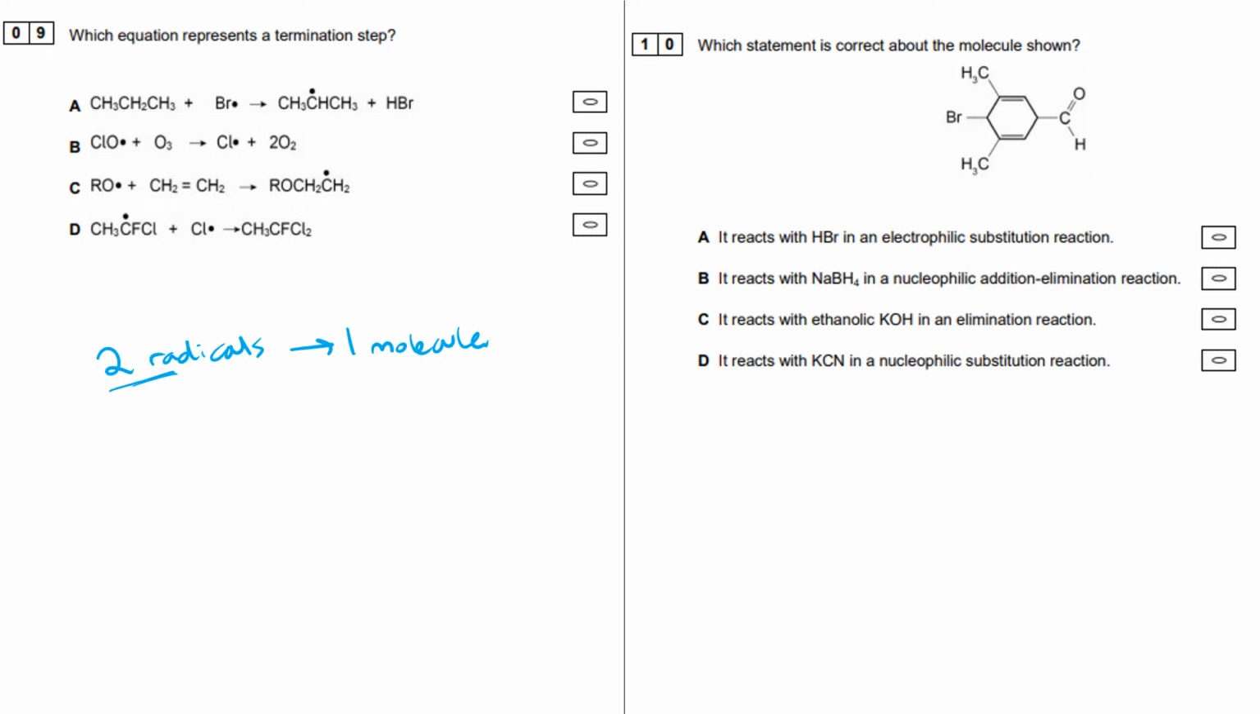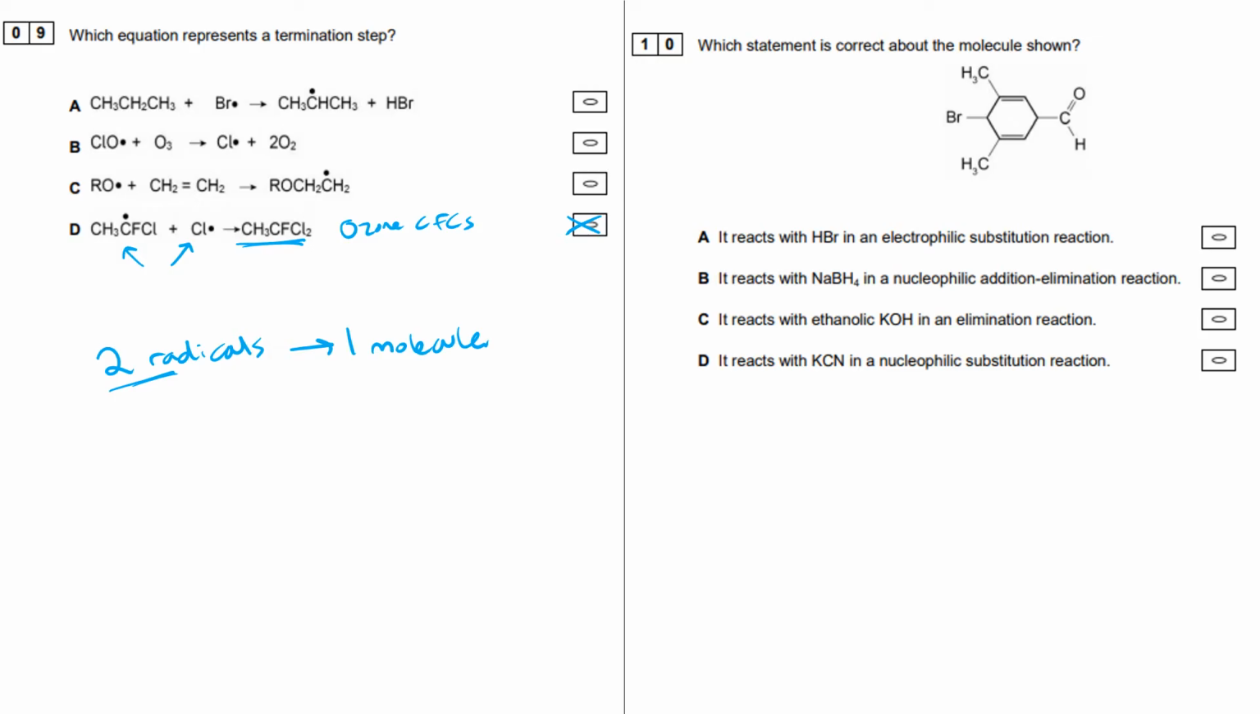The very reactive radicals can no longer react, as they are stabilized by forming a molecule. So you can quite easily glance through here, work out which one, if you know what termination is, which one has two radicals to make one molecule overall. So answer D is correct. This is the termination step in the decomposition of ozone by CFCs.